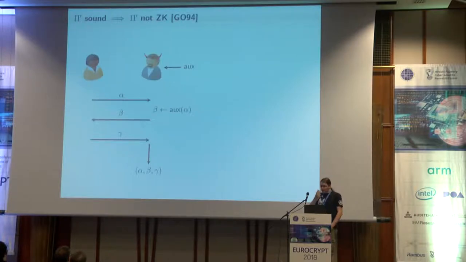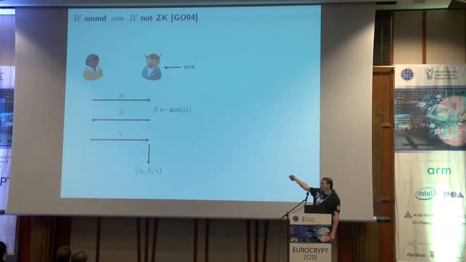The first part of that is actually relatively simple. It follows the same strategy as Goldreich-Oren, actually, with some slight modification. If we assume, toward contradiction, that this protocol would be zero knowledge, then we can look at some arbitrary verifier. So we can specify a verifier.